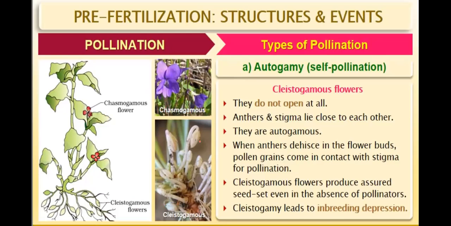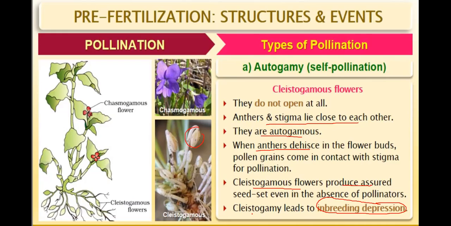What's cleistogamous flower? They do not open at all. They never open. Anther and stigma lie close to each other. They are autogamous. When anther dehisces in the flower bud, pollen grains come in contact with the stigma for pollination. Cleistogamous flowers produce assured seed set even in the absence of pollinator. Cleistogamy leads to inbreeding depression. What is inbreeding depression? If there is continuous self-pollination, there will be decrease in quality. That is called inbreeding depression. So cleistogamy leads to inbreeding depression.